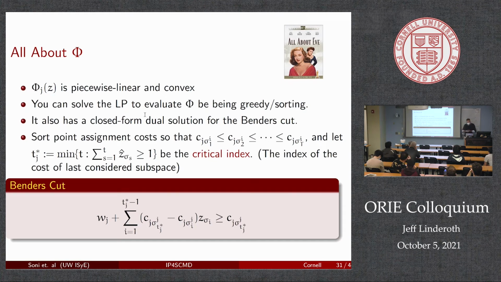I'm going to solve it via the cutting plane method, so I need under-approximating linear inequalities based on the convexity of phi. These are called Benders cuts, and they come exactly from the dual solutions. Here again, it's a closed-form solution based on sorting. It's a terrible notation that we invented, but it's sorting the costs, the c_jt's that I have for that particular point, and then writing this inequality. That's all right. So that's how I'm going to solve the linear programming relaxation of this problem via Benders decomposition.